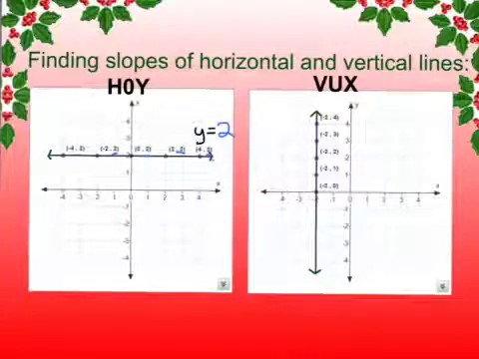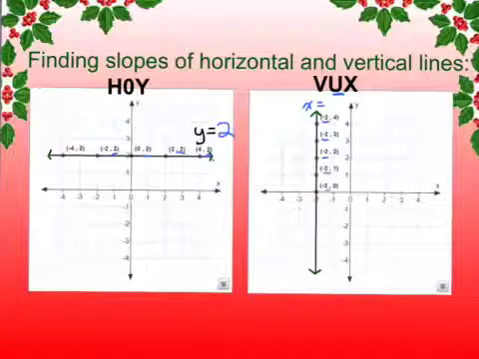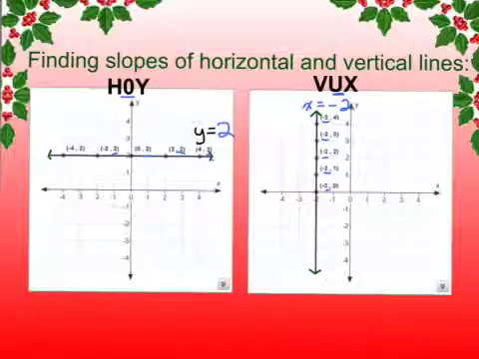The same thing goes for vertical lines, which we know have an undefined slope, and they're written as x equals whatever the x value is for all of them. So all of them have a -2, so that would be the equation. Now the slope here we said is 0, the slope here we said is undefined.